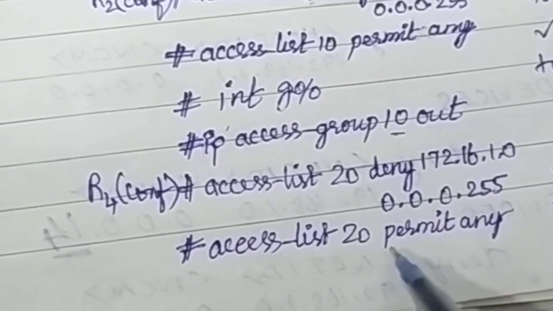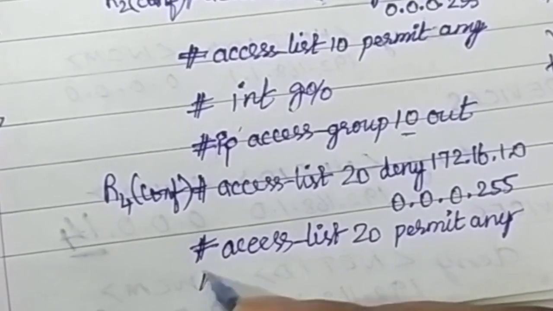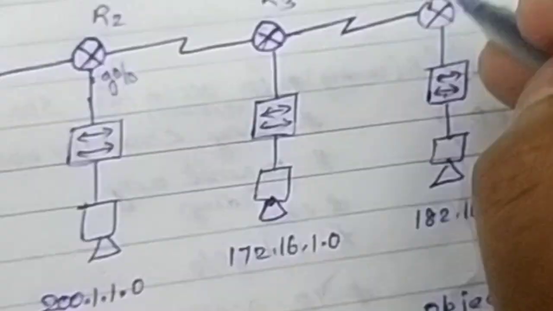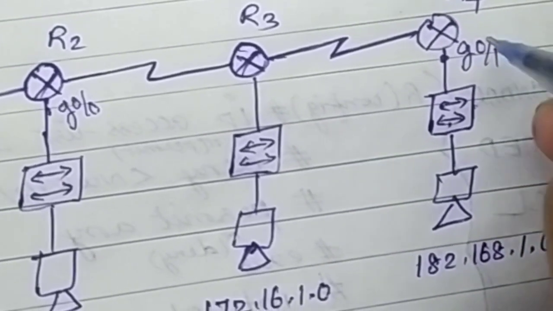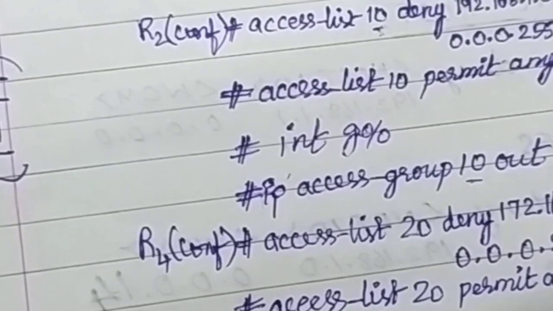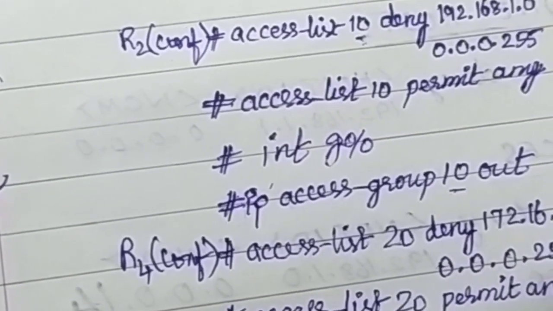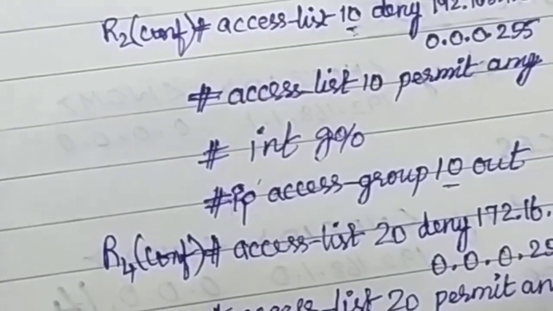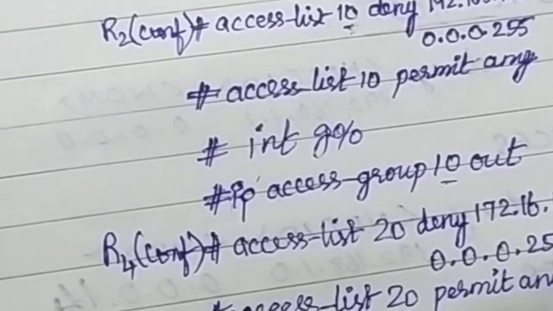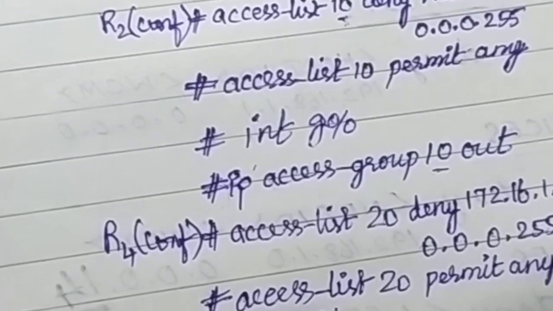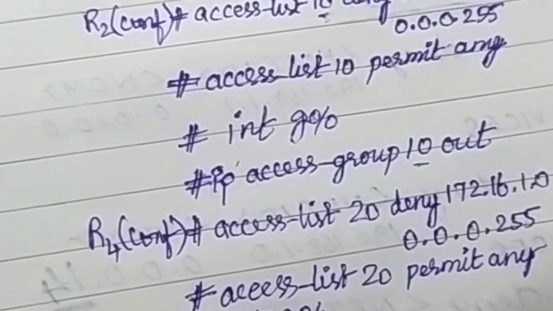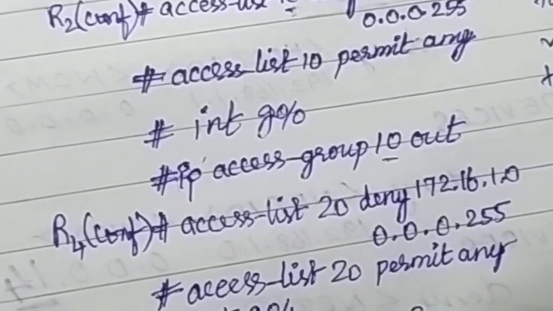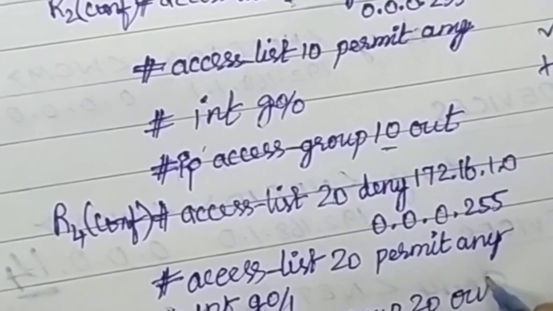If the first line is deny, the next line is permit. Okay, next one. Suppose this interface is, for example, G0/1. Then here what do you need to give? Interface G0/1. Then give the same line command we already gave: IP access-group 20 out.